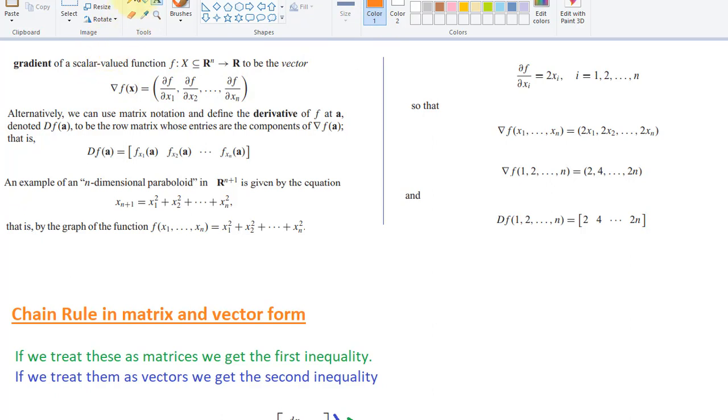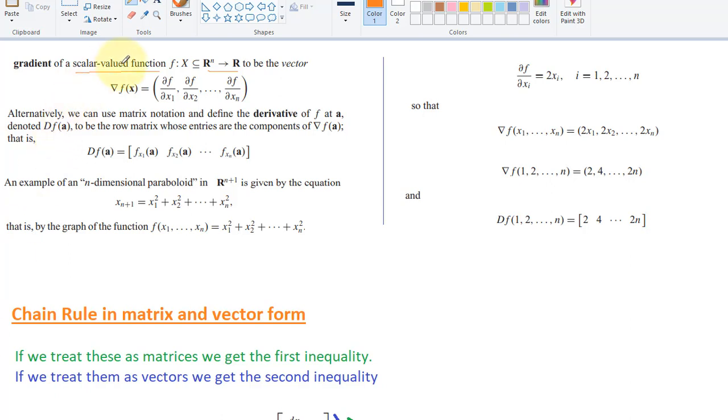So a scalar valued function would mean that it's a function from Rn to R. So we can have many inputs, but we only have a single output. So we're allowing many inputs, but we're only considering the case where we have one output. So we can call it scalar valued as opposed to vector valued.